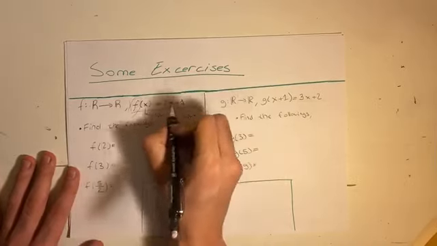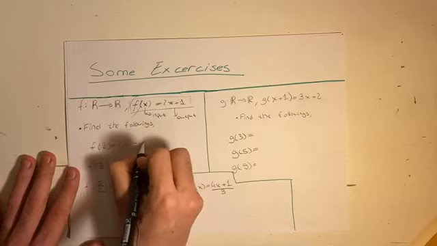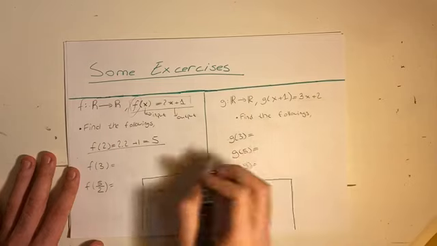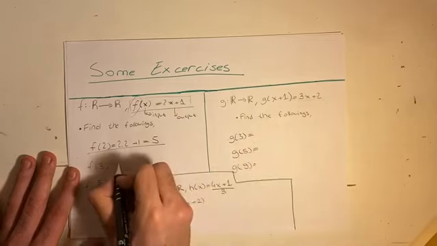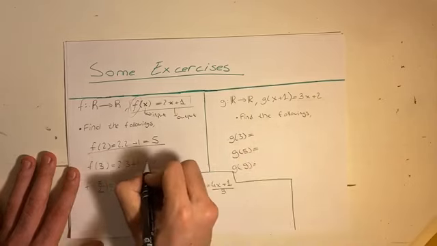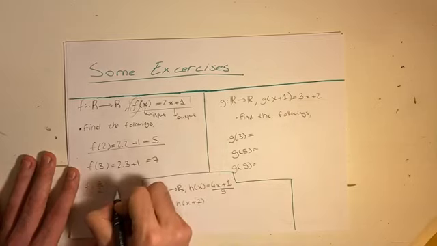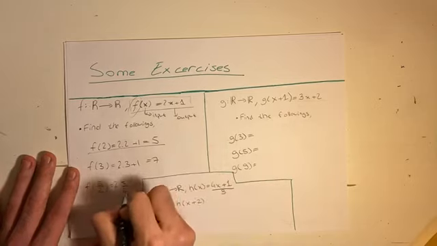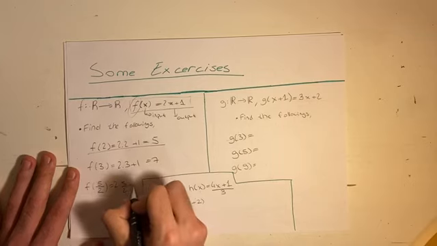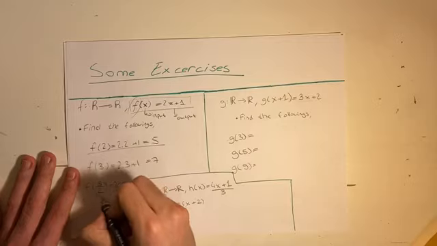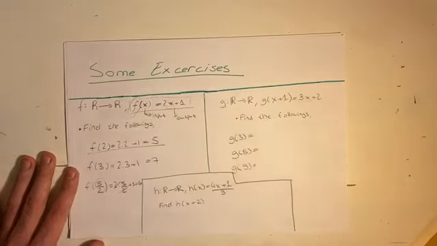So if you write 2 times 2 plus 1, you would get 5. This is how simple it is, right? It's very simple. 2 times 3 plus 1 gives you 7. 2 times 5 plus 1 is 11. You are substituting the value instead of x.